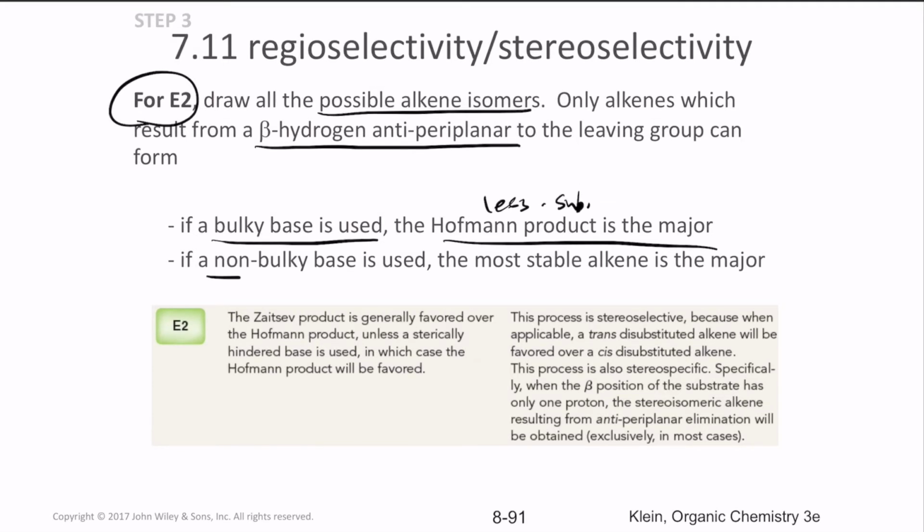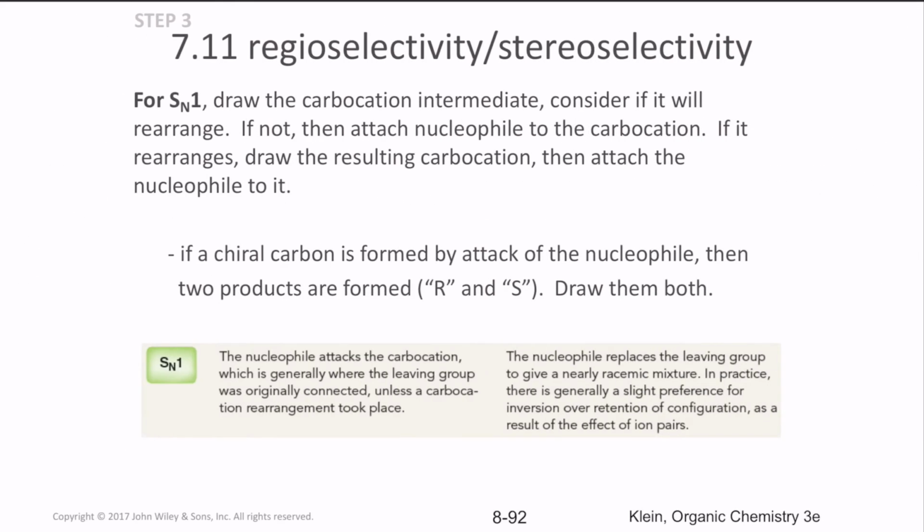So when you have a non-bulky base, the most stable alkene will be the major one, which will be the most substituted alkene. So remember the difference. When you have an E2 product, the Zaitsev product is favored over the Hofmann product unless we use a bulky base. Next, for an SN1 reaction, always first draw the carbocation intermediate and consider if it will rearrange.